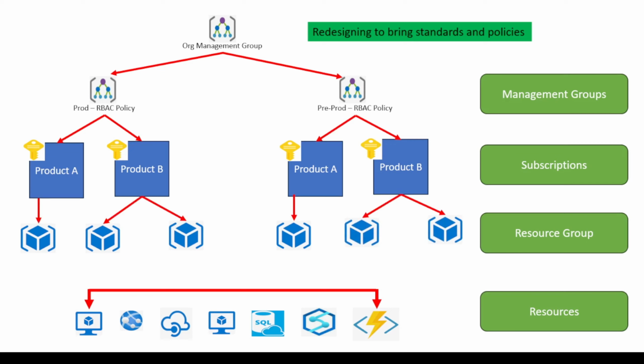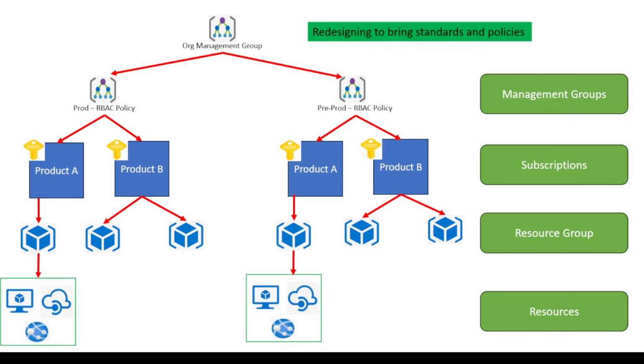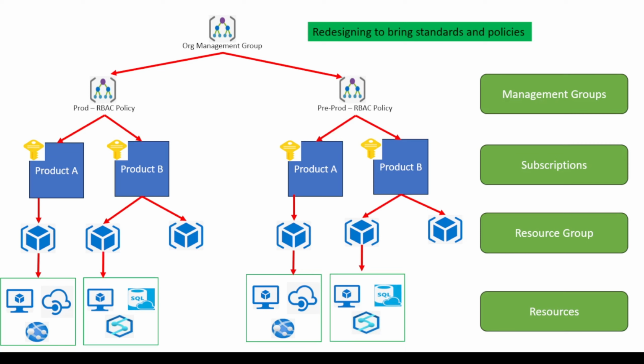Likewise, I'm going to have the same thing for production and pre-prod. And I'm restructuring the resources and mapping them to the respective resource groups, like something like this, where your VMs, API management and app services are tied to one resource group, and in another resource group, your database and virtual machines are tied to product B. And finally, I have the Azure Function app that is tied to another resource group in product B.